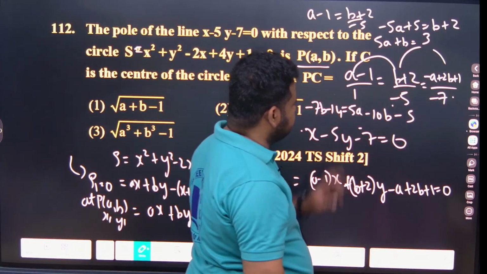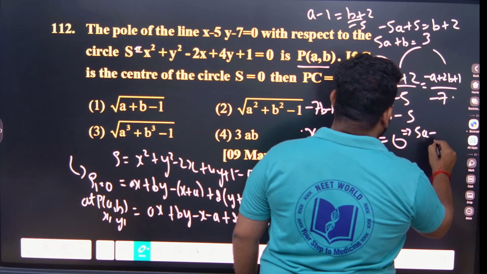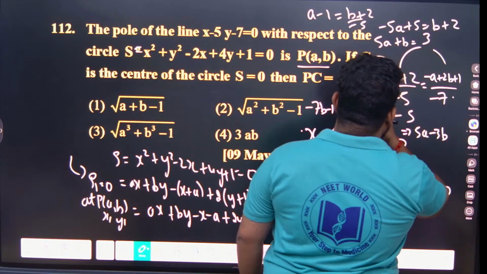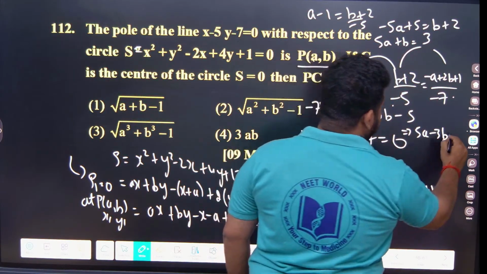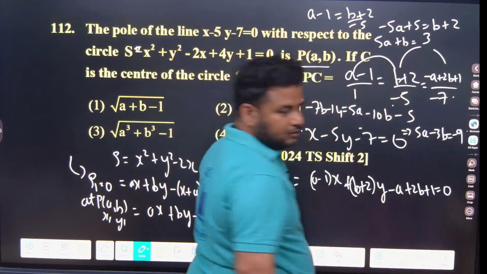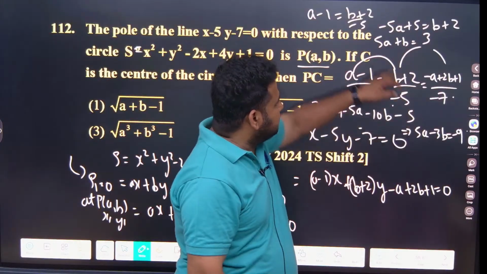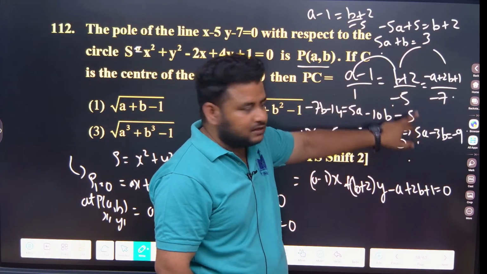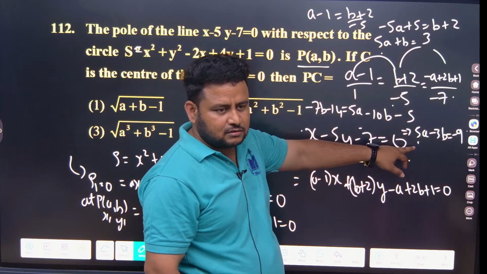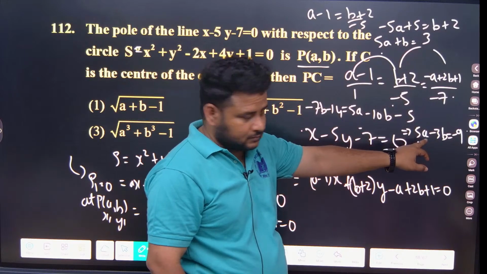If I send 7b, this will become what? 5a minus 3b. If I send 5 that side, this will become what? Minus 14 plus 5 is equal to what? Minus 9. Okay, 5a minus 3b, 5a plus b, this is equal to this one. So what I will do, I will subtract this and this. This and this if I subtract, so 5a will cancel. Okay, so this will become about b plus 3, this will be 4b.